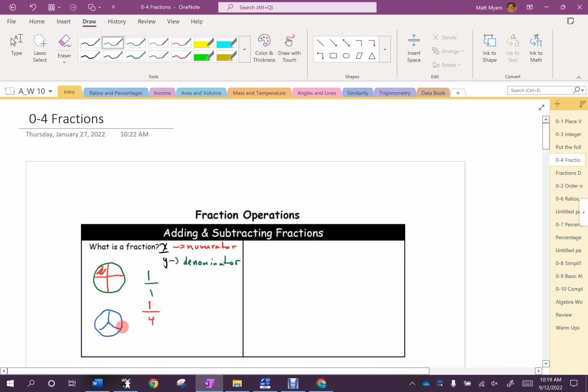What would the blue one be? Right now it's in thirds, so the 3 would go where? Top or bottom? Bottom. And now what would I have? 1/3. What would I have there? 2/3. Now, if I wanted to add them together, you can't do this because I'm magic.